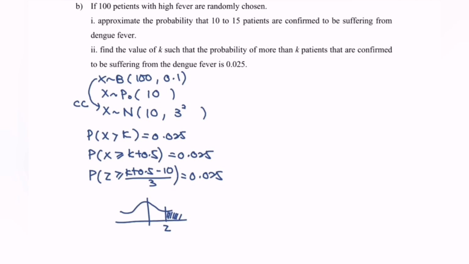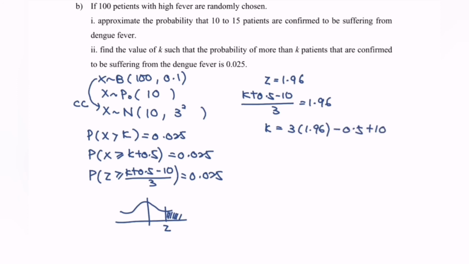Next, by referring to the table where we have the alpha value 0.025, the value of z is equal to 1.96. So z will be k plus 0.5 minus 10 over 3 equals 1.96. Rearrange the situation. k equals 3 multiplied by 1.96 minus 0.5 plus 10. So the value of k is equal to 15.38. So k represents the patients. So approximately k equals 15 patients.